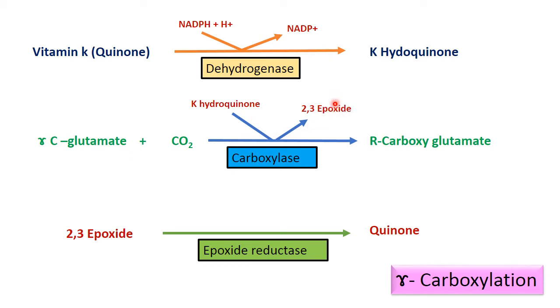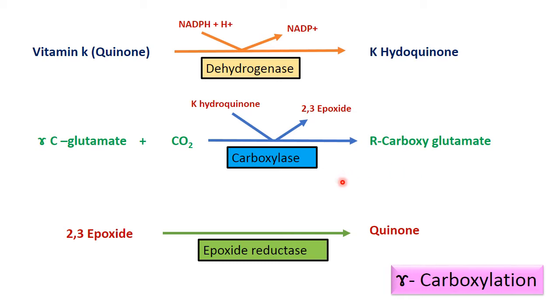This 2,3-epoxide is then converted again into vitamin K, the quinone form, and the carboxylase enzyme and the hydroquinone help the glutamate residue incorporate CO2 and get converted into carboxyglutamate. In this way, the specific glutamate present in the coagulation protein gets converted into carboxyglutamate.